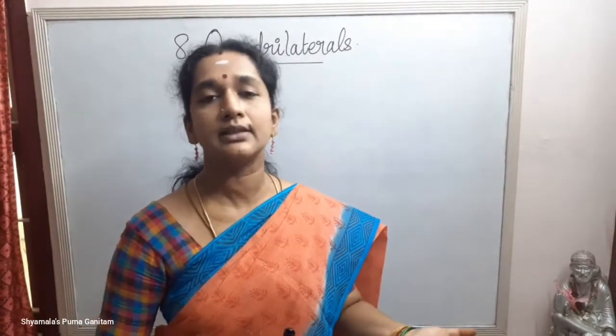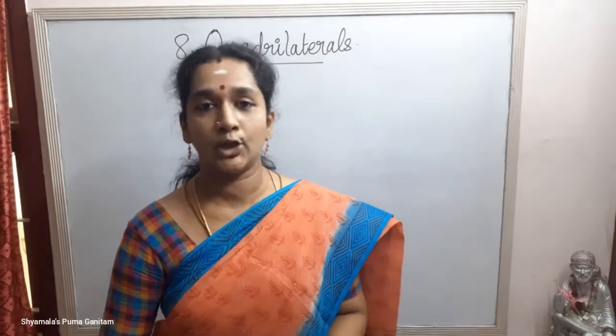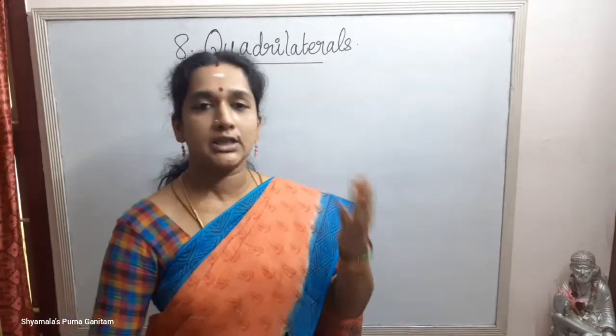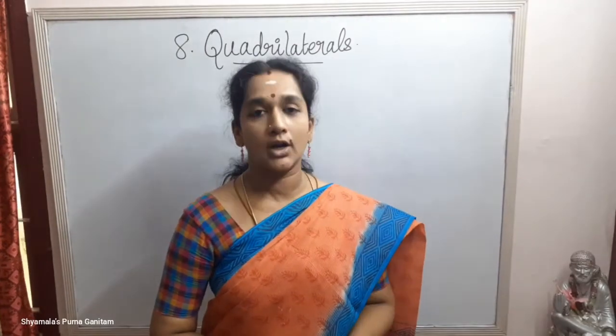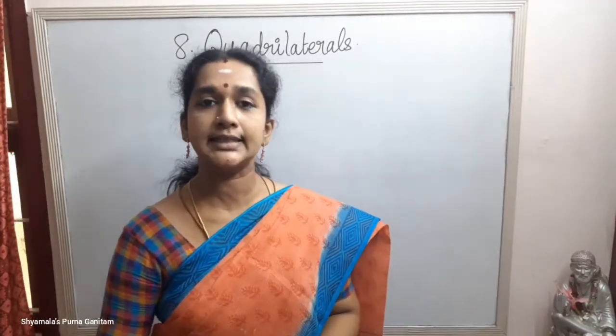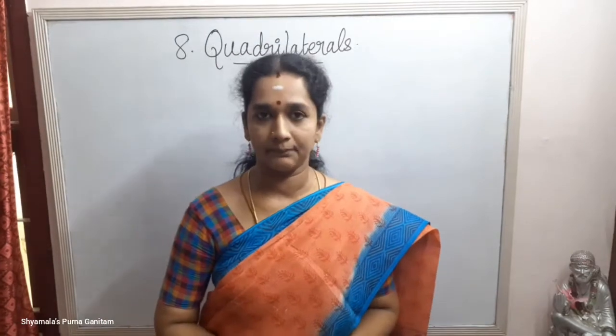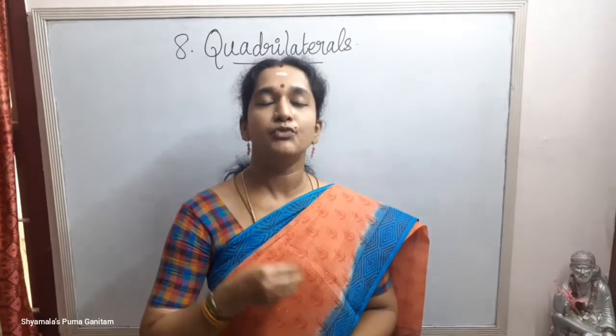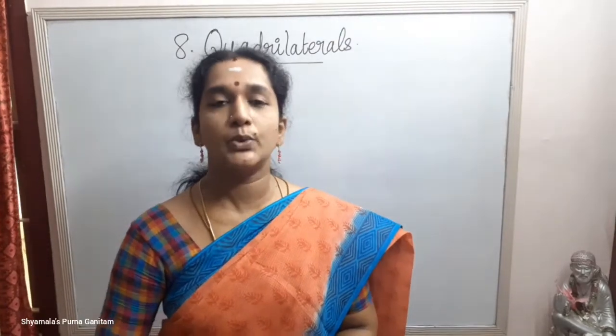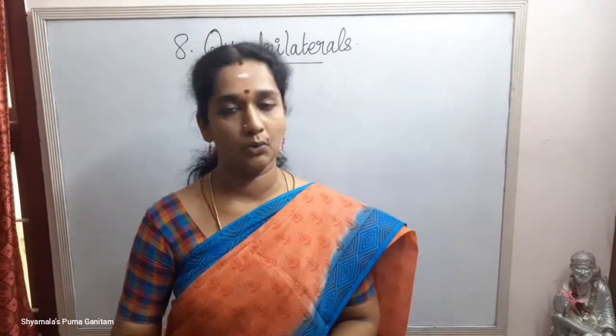Then after this we have the angle sum property of a quadrilateral. For a triangle, the angle sum property is 180 degrees. For a quadrilateral, the angle sum property is 360 degrees. Now, among these types of quadrilaterals, in this chapter we are going to learn about the parallelogram, that is, the properties of a parallelogram. We have many properties, and I will explain them now.